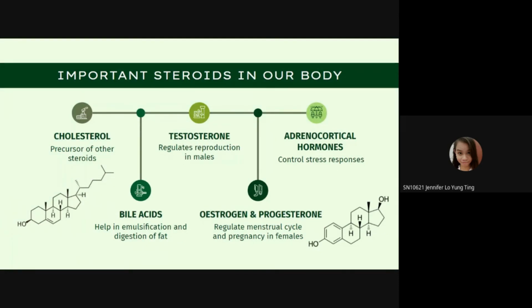Testosterone also plays an important role in regulating the reproductive activities in males. Next, estrogen and progesterone can regulate the menstrual cycle and pregnancy in females. Lastly, the adrenocortical hormones can control the stress responses in our body. Next slide.